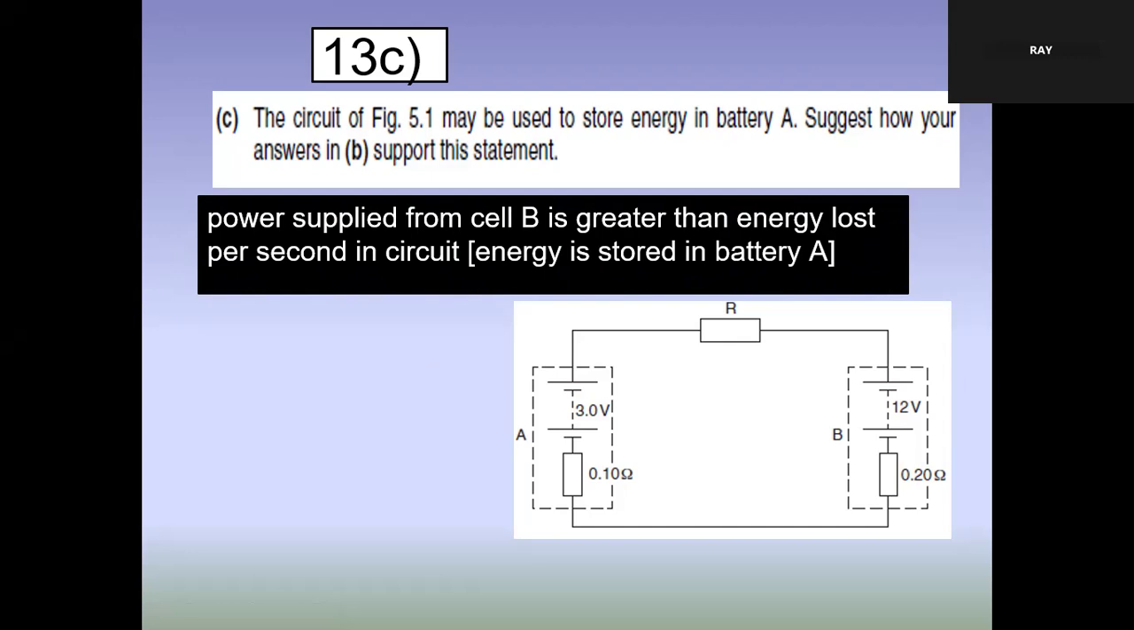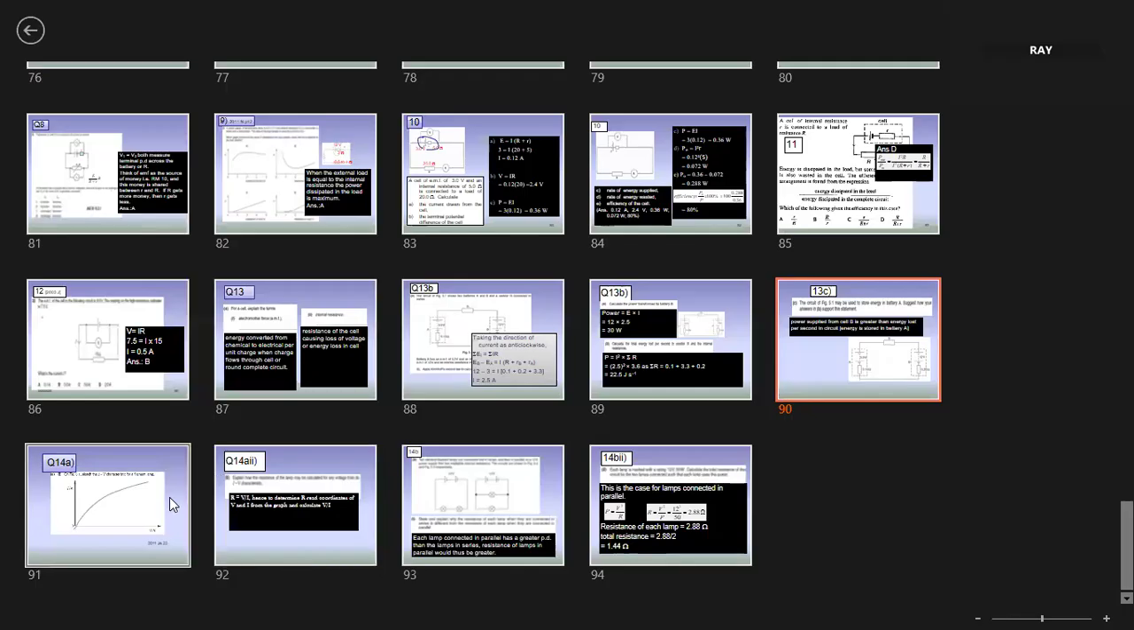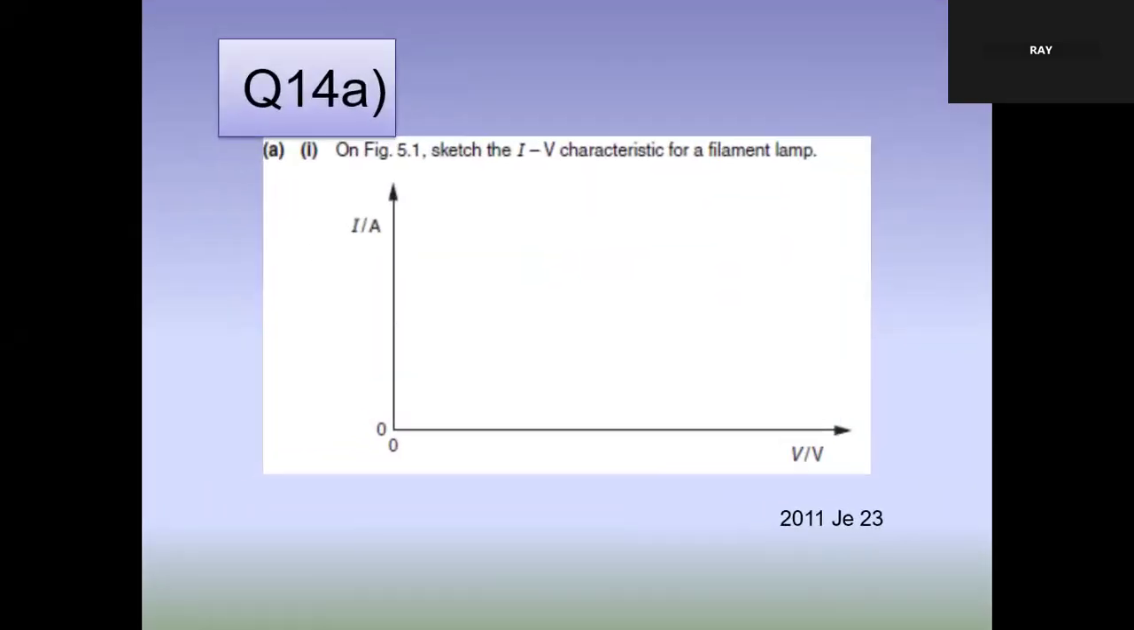Okay. We are charging up battery A. That's why energy is stored in battery A. Because B has more power, it charges up battery A. Current is flowing that way from B, so it's supplying energy to battery A. Okay? You should be able to draw that. Like that. That's all.